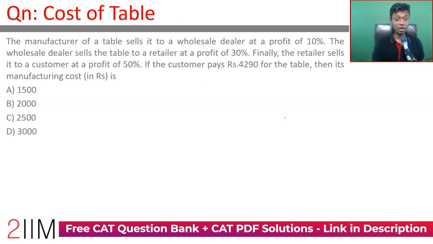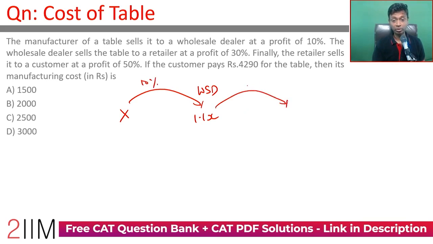A manufacturer of a table sells it to a wholesale dealer at a profit of 10%. X, wholesale dealer gets it at 1.1x. The wholesale dealer sells the table to a retailer at a profit of 30%. This is 10%. This is 30%. So he sells it 1.1x into 1.3.